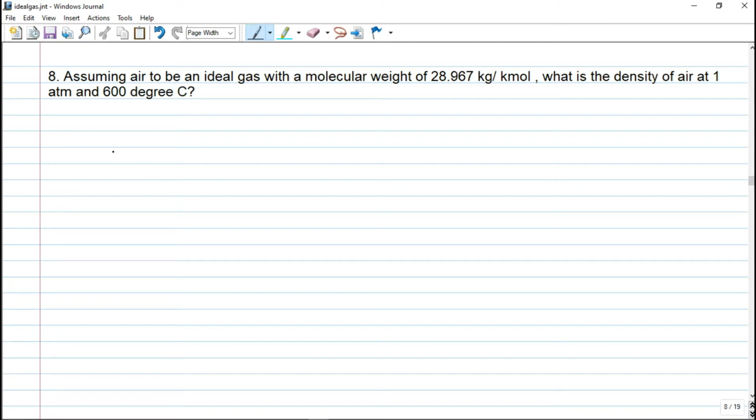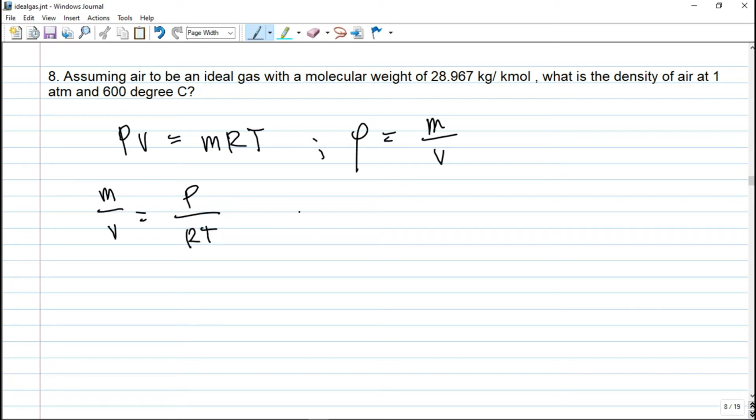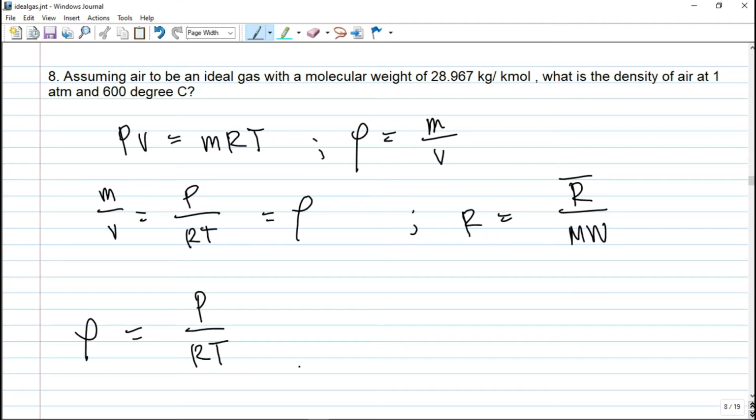Okay, density ang hinahanap natin guys. So PV equals mRT. From the concept that density is your mass per unit of volume, extract natin siya dito. So m over V equals P over RT, so this is just equal to your density. Ang given natin dito is your molecular weight. So our gas constant can be expressed as your universal gas constant divided by its molecular weight.